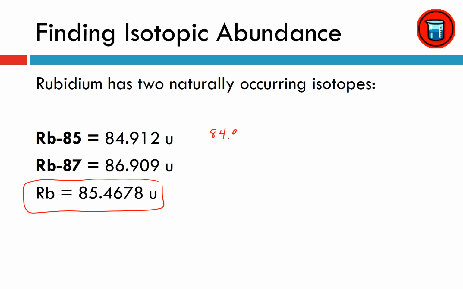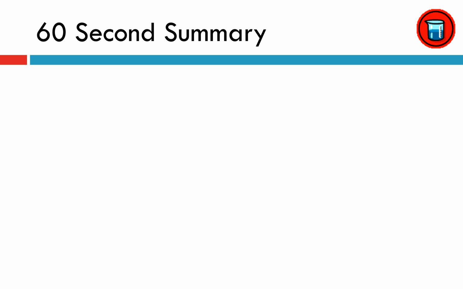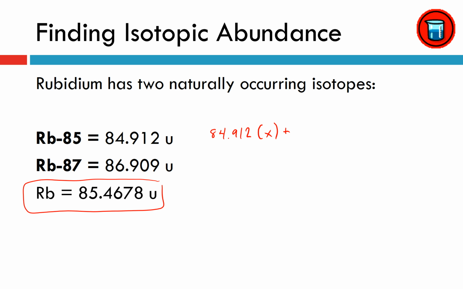taking 84.912, and I'm going to skip out my units because I don't have a ton of space, times x, because I don't know what that relative percentage is just yet. I'm going to add that to 86.909. And we know that percentages can be converted into decimals. So I'm going to go 1 minus x. So I know percentages have to equal 100. Again, I've gotten rid of the percentage, so I divide everything by 100. So x and 1 minus x better add up to equal 1.